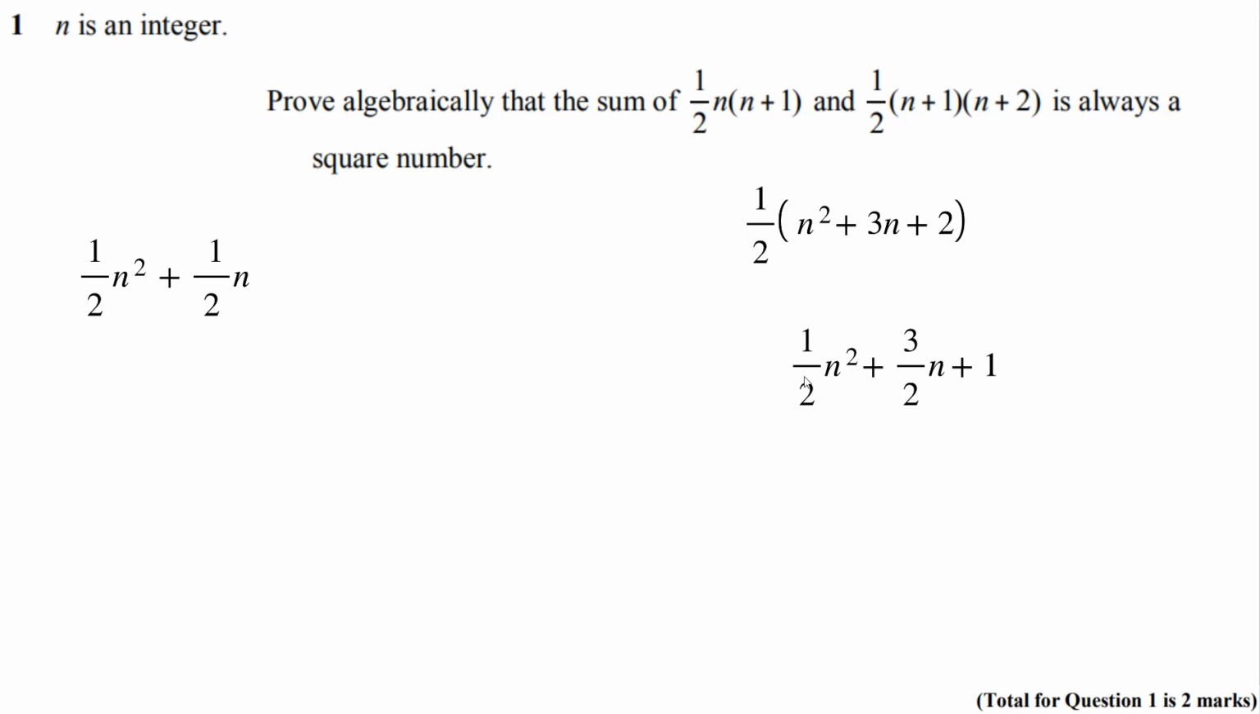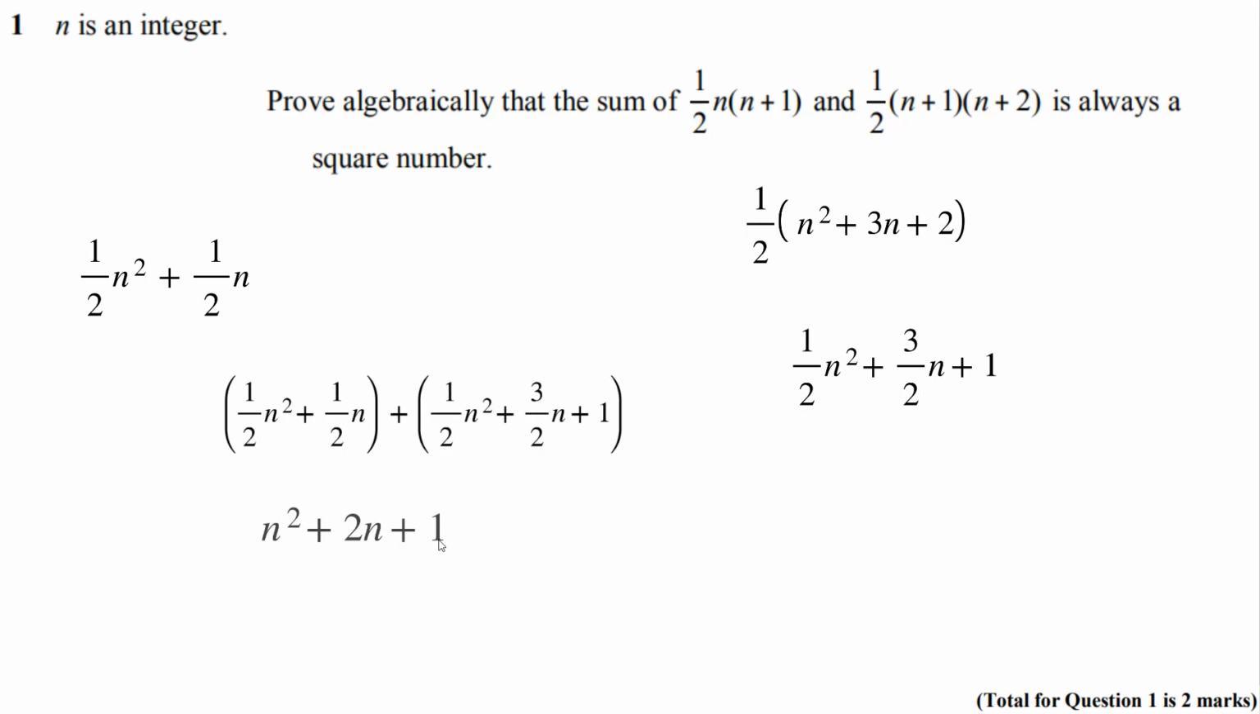And then just sum these together. So half n squared plus half n squared is n squared. And then 3 over 2 n plus 1 over 2 n is just 2n plus 1. Then you can factorize this to get n plus 1 multiplied by n plus 1, which is just n plus 1 squared. And therefore it's always a square number, because anything squared is a square number.